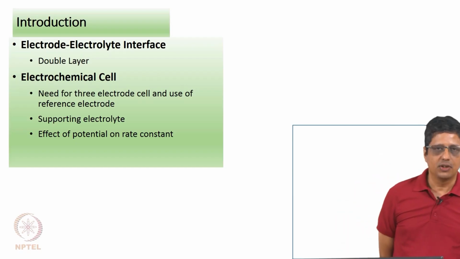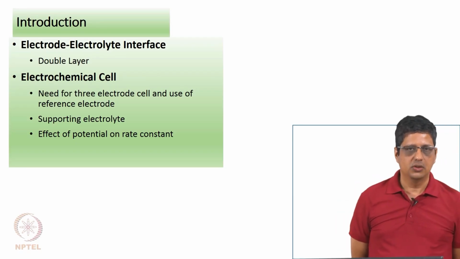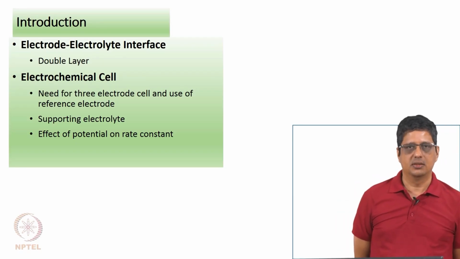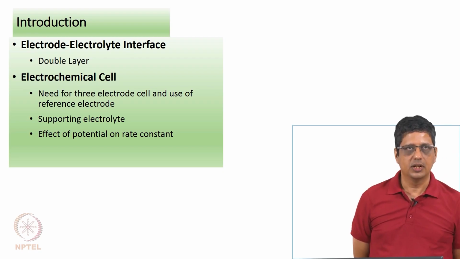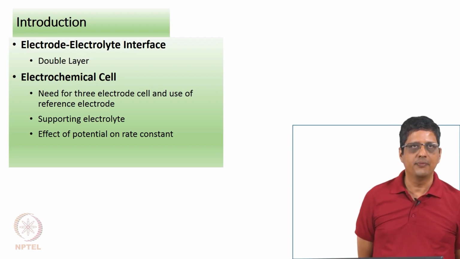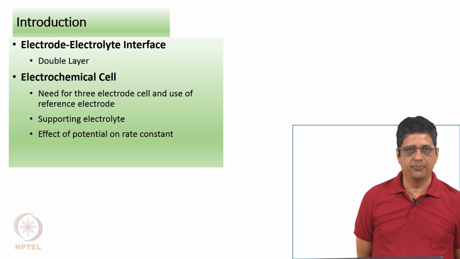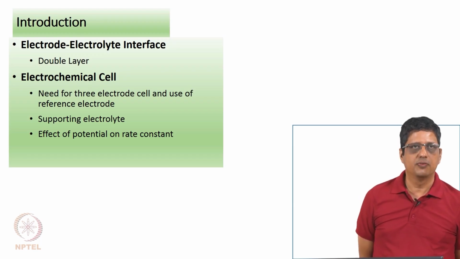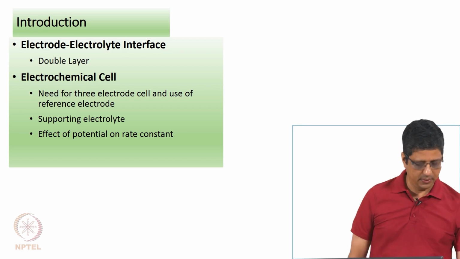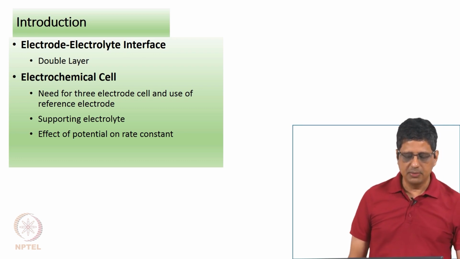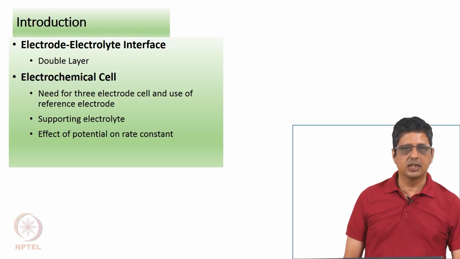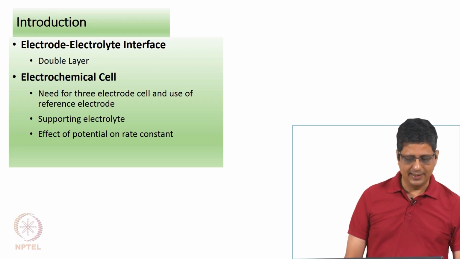So, in this class first I want to describe the electrode-electrolyte interface. It forms what is called a double layer, and I want to describe that. Then we also want to see why oftentimes we use a 3 electrode system and what is the role of what is called the supporting electrolyte, and if time permits we would see how the rate constant in an electrochemical system will vary with potential.